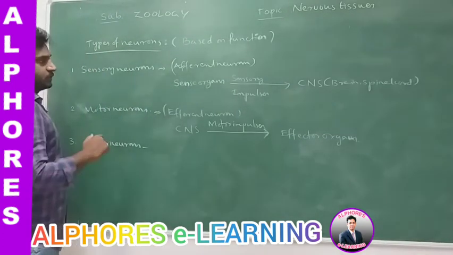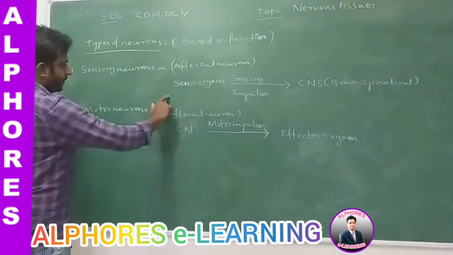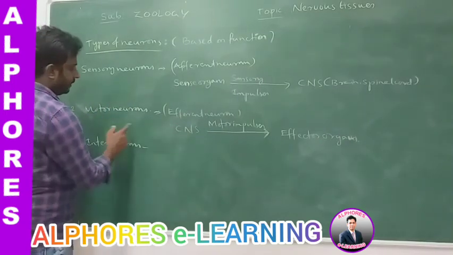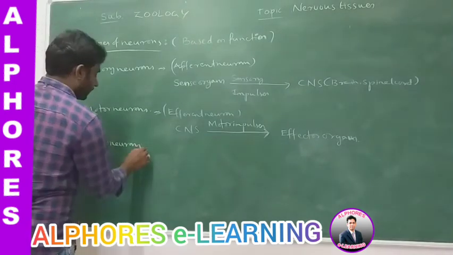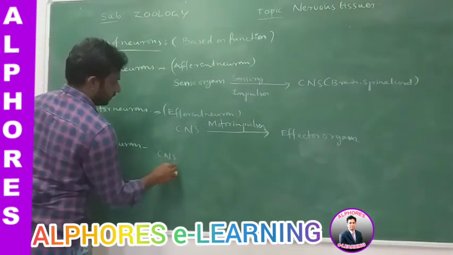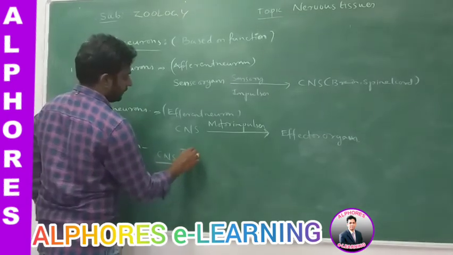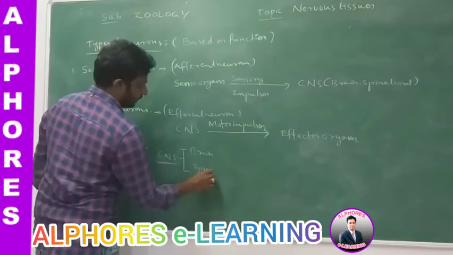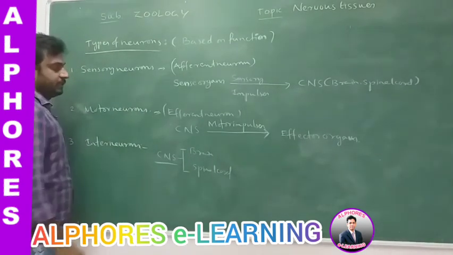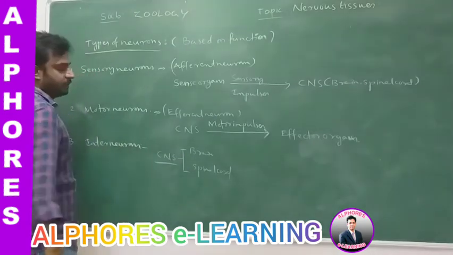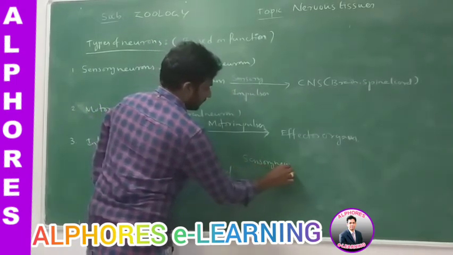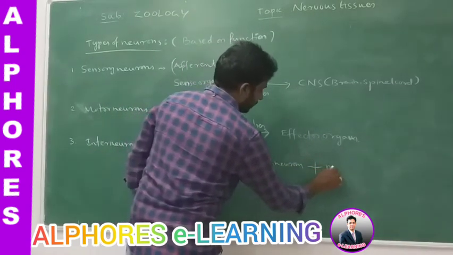Okay, so first sense organs to brain, then brain to effector organs. From sense organs to brain, sensory impulses are carried through the sensory neurons. Then from brain to effector organs, motor impulses are carried through the motor neurons. Third type of neurons are the interneurons. Interneurons are present in the CNS, like the brain and spinal cord. What is the function of interneuron? Interneurons connect the sensory neurons with the motor neurons.